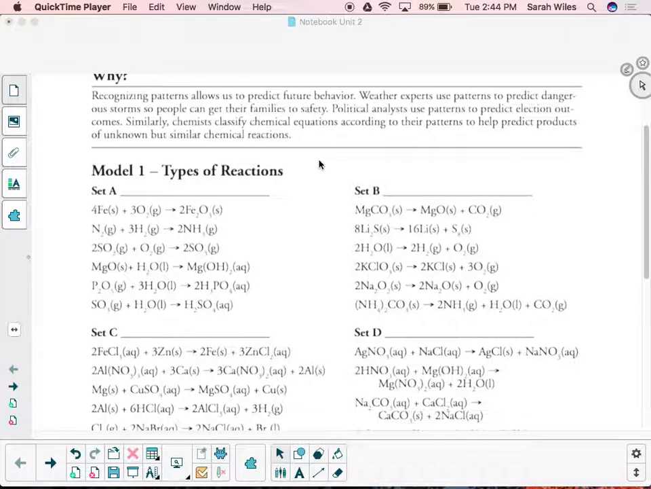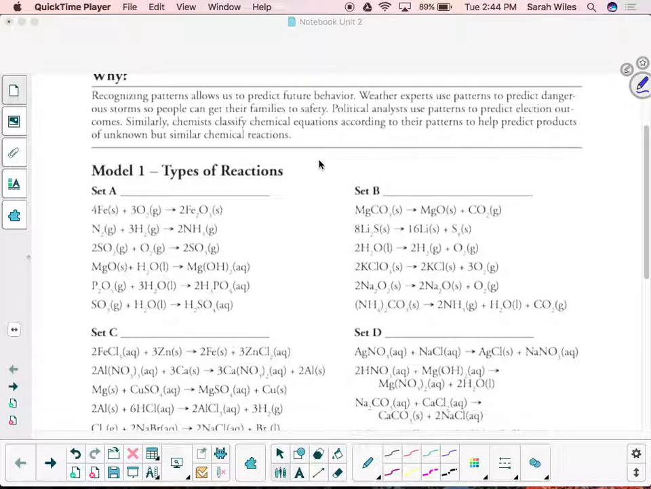There are 5 different types of reactions: synthesis, decomposition, single replacement, double replacement. The replacements can also be known as displacement. That's okay, means the same thing. And combustion. We're going to put off combustion for just a minute, okay? And we're going to look at single replacement, double replacement, synthesis, and decomposition.